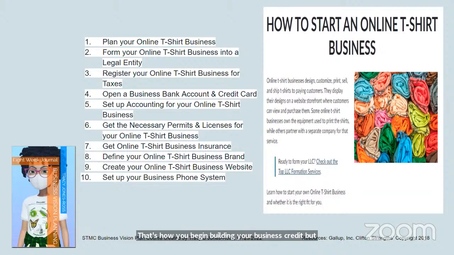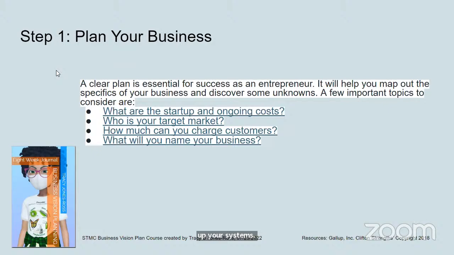Set up an account for your online t-shirt business. Get the necessary permits and licenses for your online t-shirt business. We'll find out what that is, if you need any kind of license. Get your online t-shirt business insurance. Every business should have minimum insurance. I give it's $5 a month or $10 a month, and we'll talk about those. Define your online t-shirt business brand. We're going to create your online t-shirt website. And then guess what? We've set up your systems. So there are 10 steps in building this business.